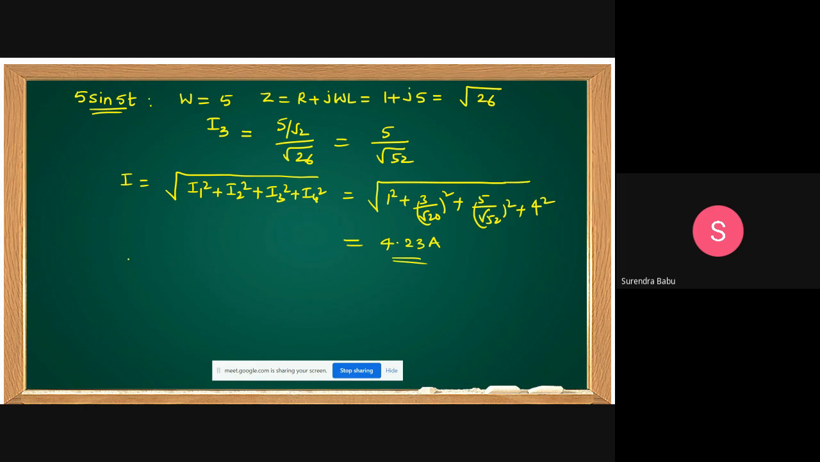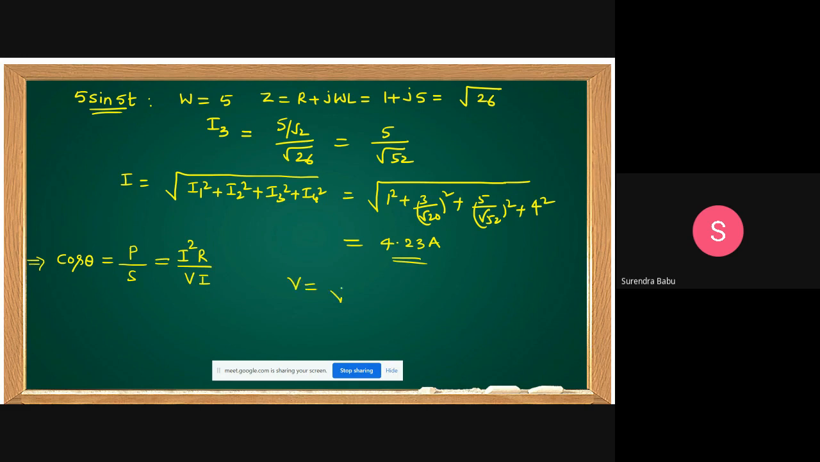But here I want to find the power factor. One of the formulas for power factor is cos theta equal to P by S. What is the formula for power factor, students? P by S. P is I square R. S is V into I, or you can apply I square Z. Understand?